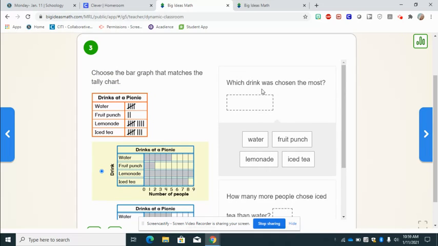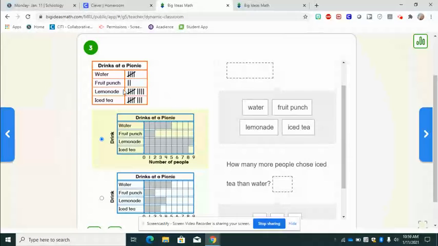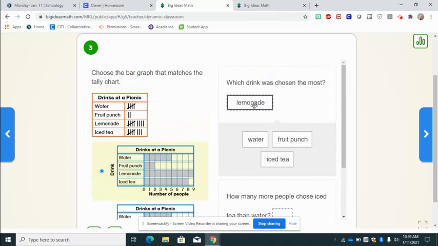Which drink was chosen the most? That means which one had the most votes and which one has the longest bar. So if we look at this one, our bar graph here, lemonade has the longest bar, so lemonade had the most votes.